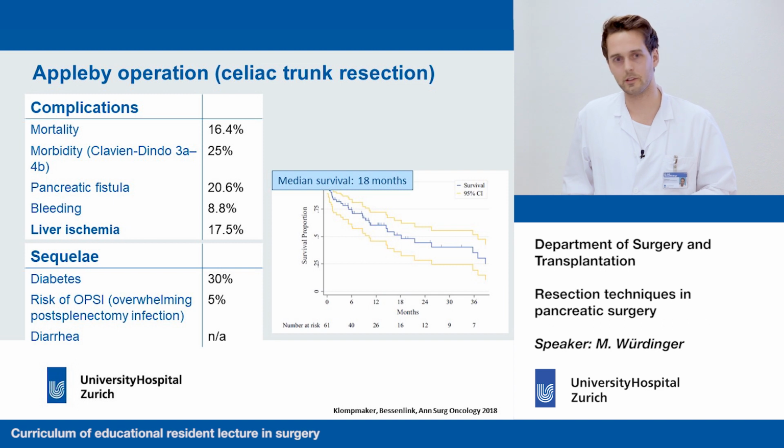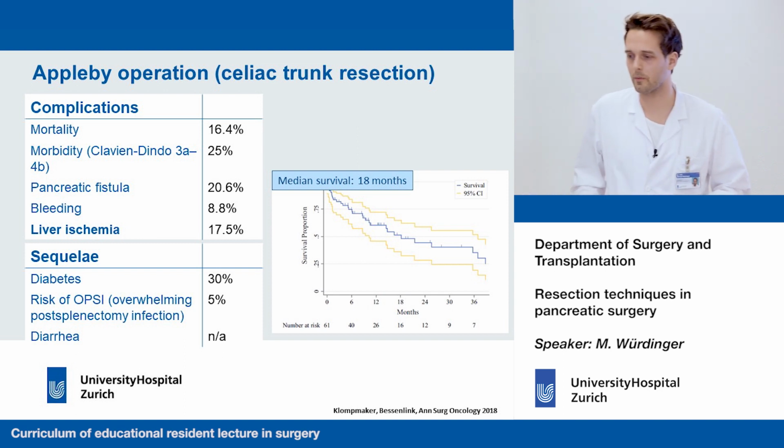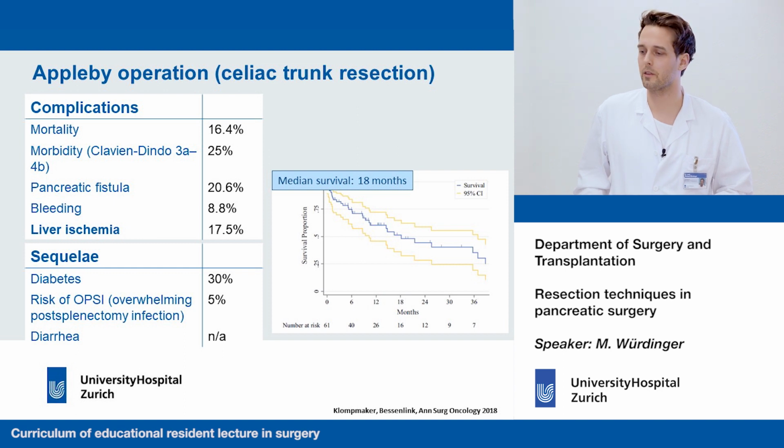And the sequelae are the same like in the distal pancreatectomy, with diabetes and risk of infection. Additionally to that, we have the risk of chronic diarrhea due to the denervation of the vagal nerves next to the aorta. And the oncological outcomes are quite good. The median survival is 18 months in these patients, almost the same like in the other procedures.